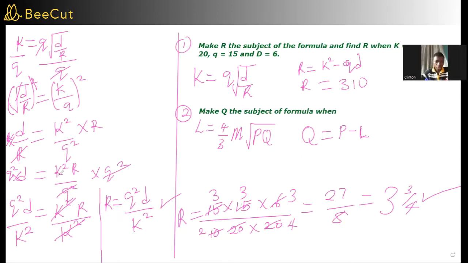Okay, sir. That is what gave K square R equal to Q square D. Then to let R be alone, I now divide both sides by K square. You have to divide if the relationship is multiplication. Is that taken? Yes, sir. And you have to multiply if the relationship is division. Do you understand how I substituted the numbers?